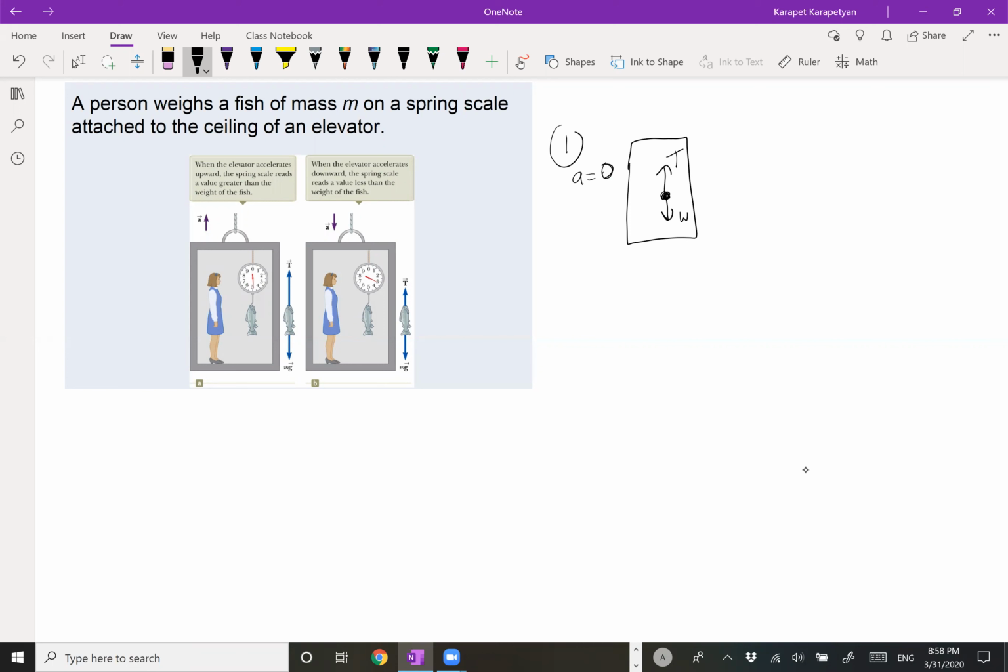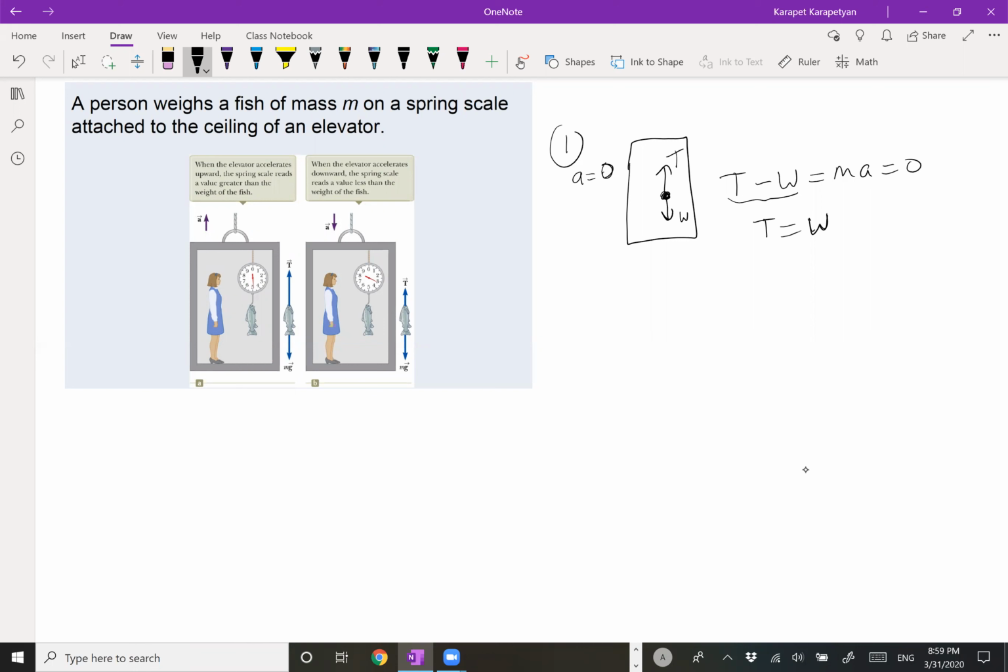Now, if acceleration is 0, this is simple enough. Tension minus weight equals, remember, this is my net force, mass times acceleration. But since acceleration is 0, tension minus weight equals 0, which means tension is equal to weight. So when you look at the reading of the scale, you read the tension, but since the weight and tension are the same, the reading is directly the value of the weight.